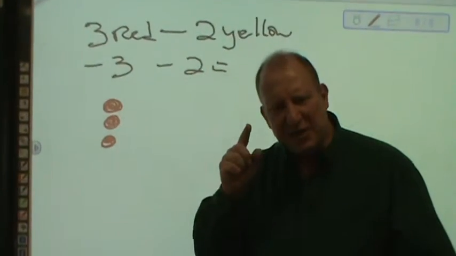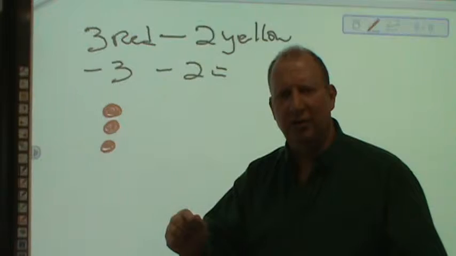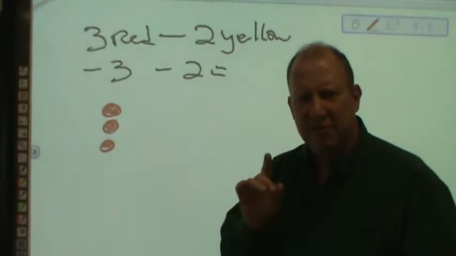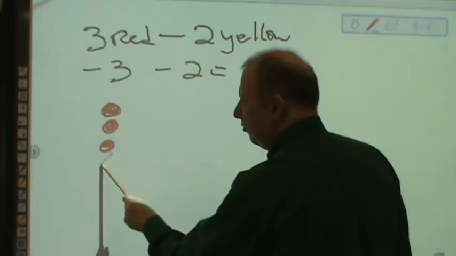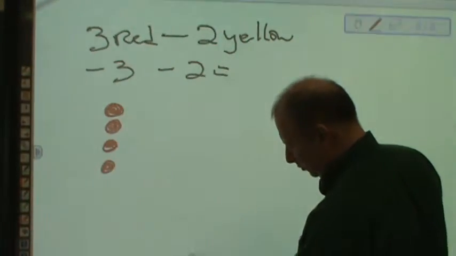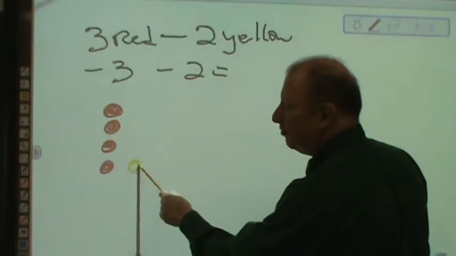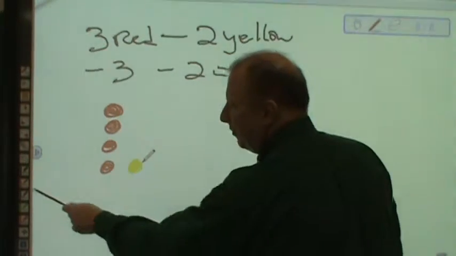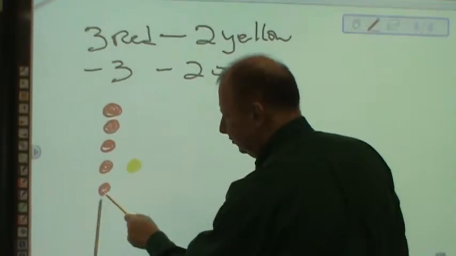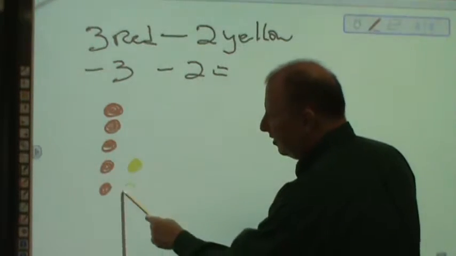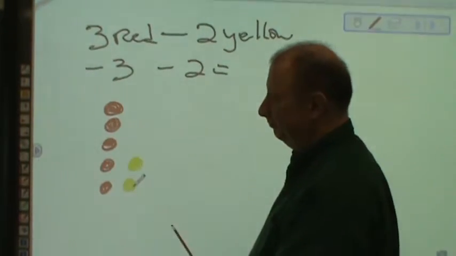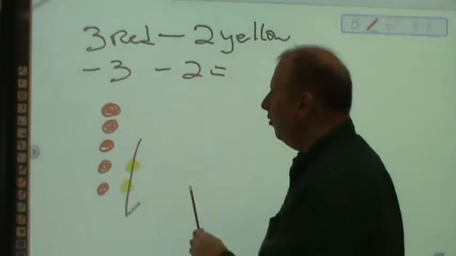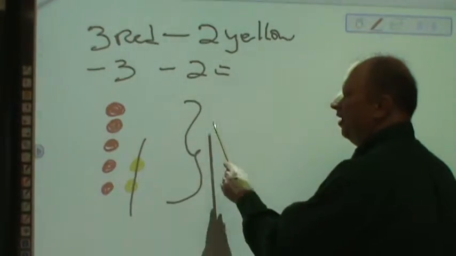But wait a second. There's something that I know from the addition of integers. I know 1 red and 1 yellow equals 0. So what I'm going to do is add 0. I just added 0. Can I now take away 2 yellow? No. So let me add another 0. Can I now take away 2 yellow? Yeah, I can. If I can physically take away 2 yellow, look what I'm left with. I'm left with 5 red.